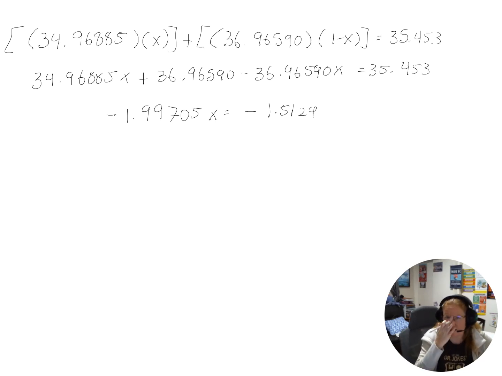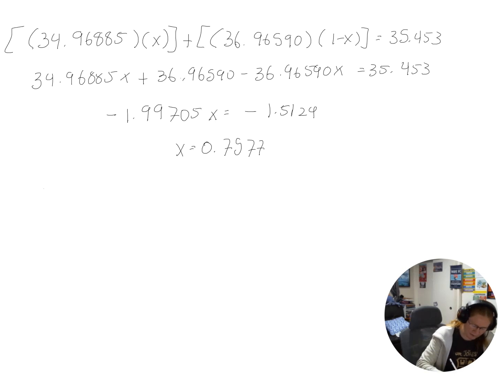These are both negative. And when I solve for x, I'm doing a division. Well, a negative divided by a negative gives me a positive, which is good because if I'm looking for a percent distribution on something, I can't have a negative percent, right? I can't have a negative amount of something that exists. So I should have a positive percent. And indeed, when we solve, x is going to equal 0.7577.